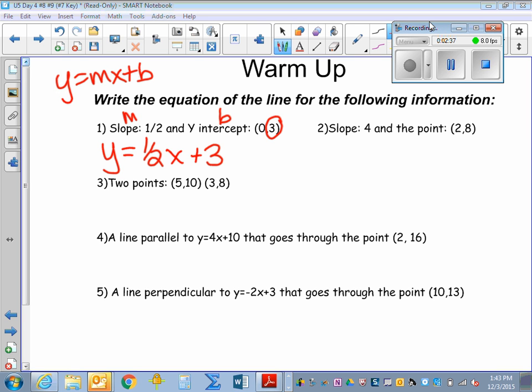Remember also that your y-intercept, if you ever have a point that has 0 for x, whatever other number comes next is your y-intercept. So anytime x is 0, whatever your y value is, that's your y-intercept.